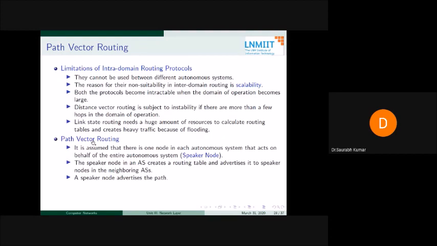So in this path vector routing, it is assumed that there is one node in each autonomous system that will be known as the speaker node. Okay, and that they will act on behalf of the entire autonomous system. What the speaker node does is it creates a routing table and advertises it to the speaker nodes in neighboring autonomous systems. Okay, so the speaker nodes basically advertise the path among themselves. On the basis of that, all the autonomous systems are connected with each other.